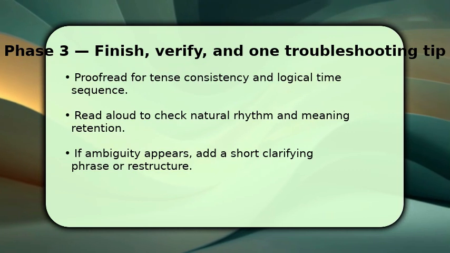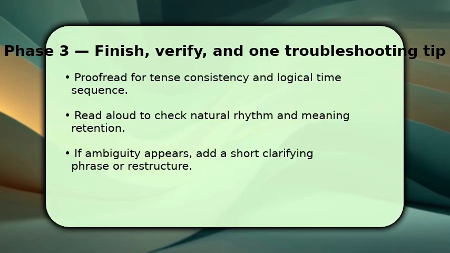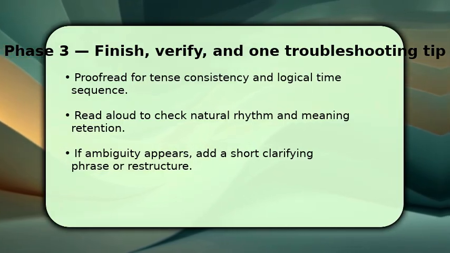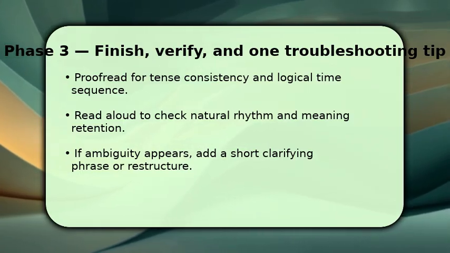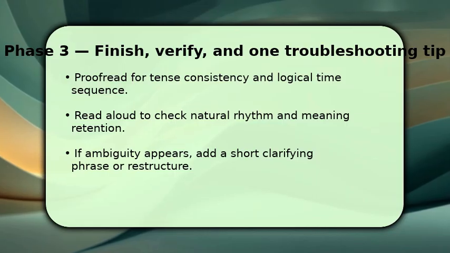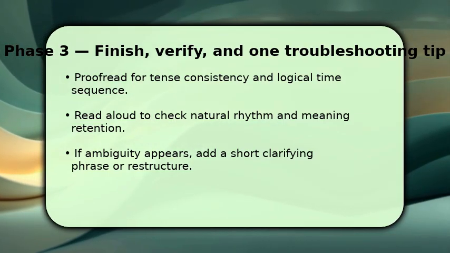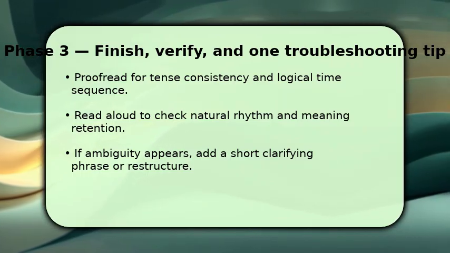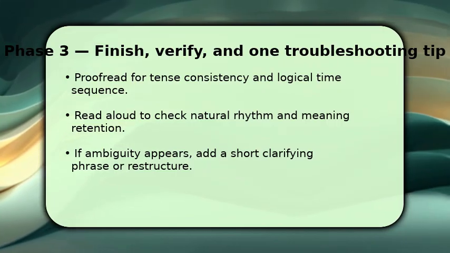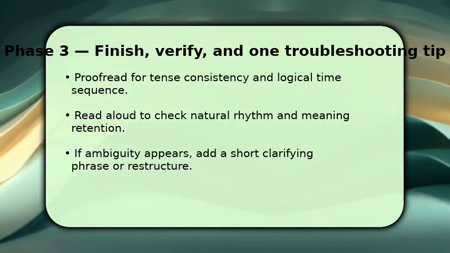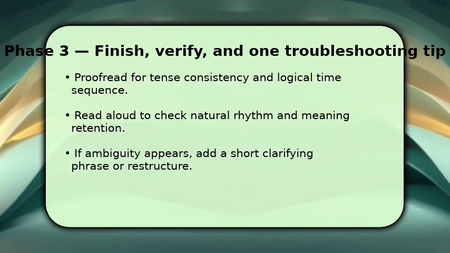You finish by proofreading the whole passage, checking tense consistency and the logical sequence of events. Read the reported sentences aloud. This reveals awkward rhythm or meaning loss and helps you smooth transitions. If something sounds ambiguous, make sure to add a brief clarifying phrase or restructure the clause rather than rely on reader inference. Troubleshooting tip: when meanings still clash, compare with the original sentence word for word. That pinpoints the exact element that needs rephrasing or a stronger reporting verb to restore clarity.